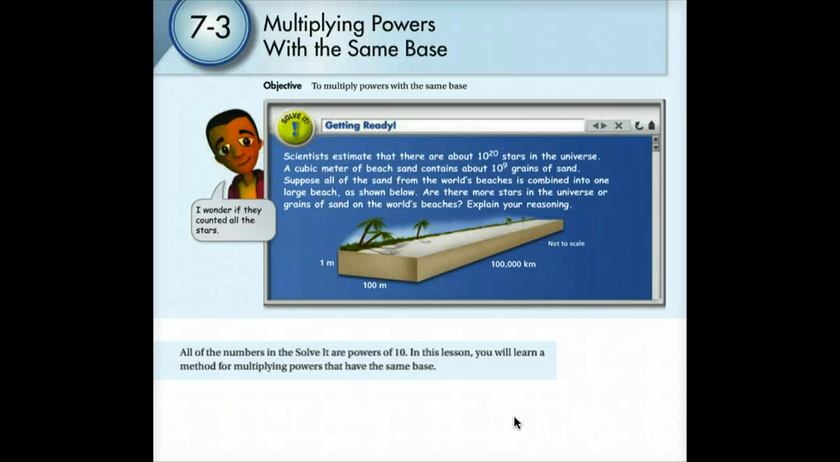Lesson 7-3, Multiplying Powers with the Same Base. So in these next two lessons of Chapter 7, we're going to learn or review some rules for when we have exponents and we're multiplying.